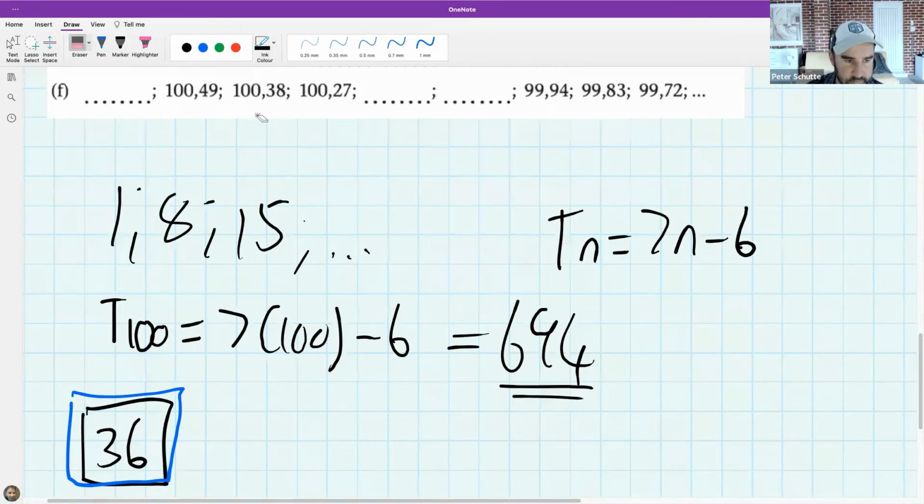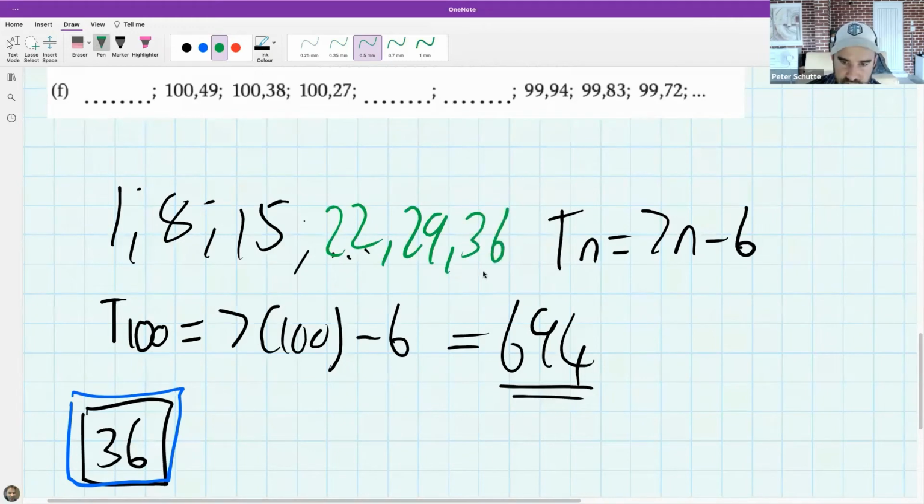Let's see what students say. Okay, students are saying yes. So I think students have seen the future. The way they've seen the future is they've counted to 22 and 29, and if I add 7 more, I get 36. So just counting out like this, I can see 1, 2, 3, 4, 5, 6. I know that the 6th term, or T6, is 36.